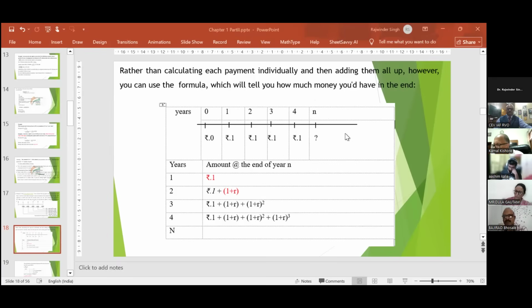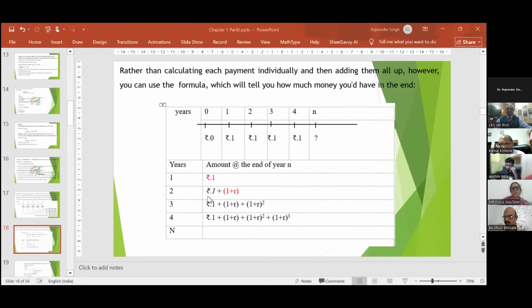So now, how will this amount work in the bank? See here, after 1 year, what amount do you have in the bank? 1 rupee. After 2 years, what amount do you have in the bank? This 1 rupee will attract an interest of R%. Means this amount 1 will become 1 plus R.